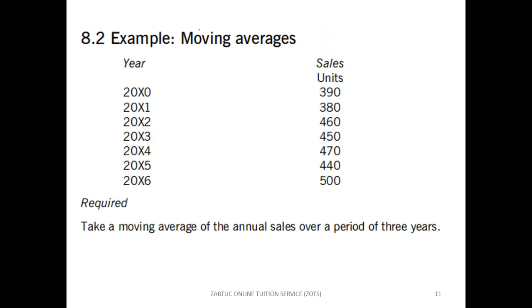We want to use this data to show you how to calculate not an average, but a moving average. And once you have the moving average, then you have the trend. Taking a moving average of annual sales over a period of 3 years, so we'll be doing an average of every 3 years. We add these figures, find the average, and we'll place it on the middle point. That's the first set of figures.